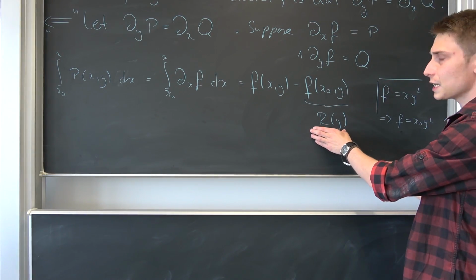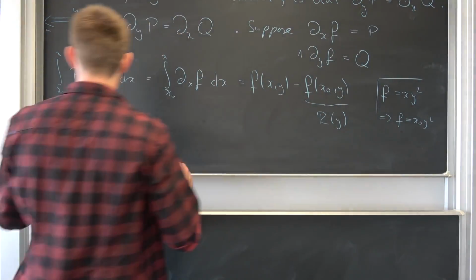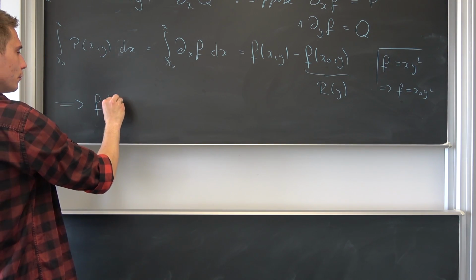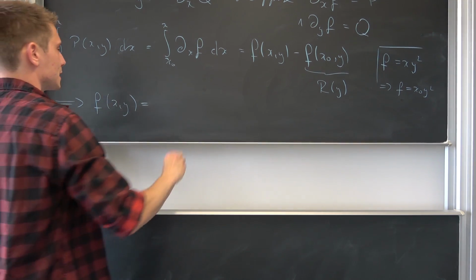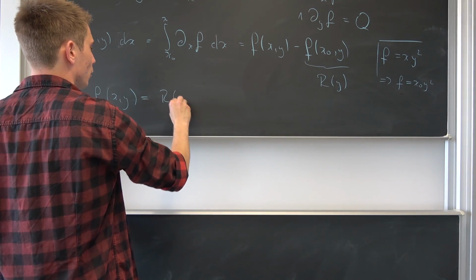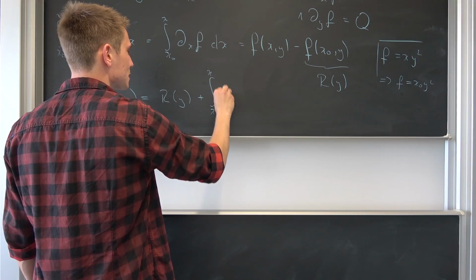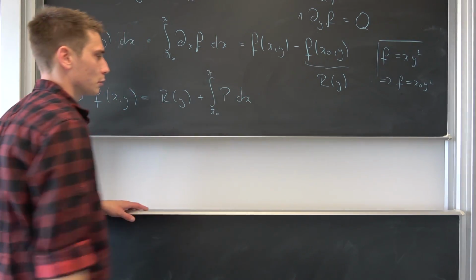Now, why not add this on both sides? Now we are going to get that f of x comma y is basically nothing but r of y plus the integral from x0 to x of p integrated with respect to x.